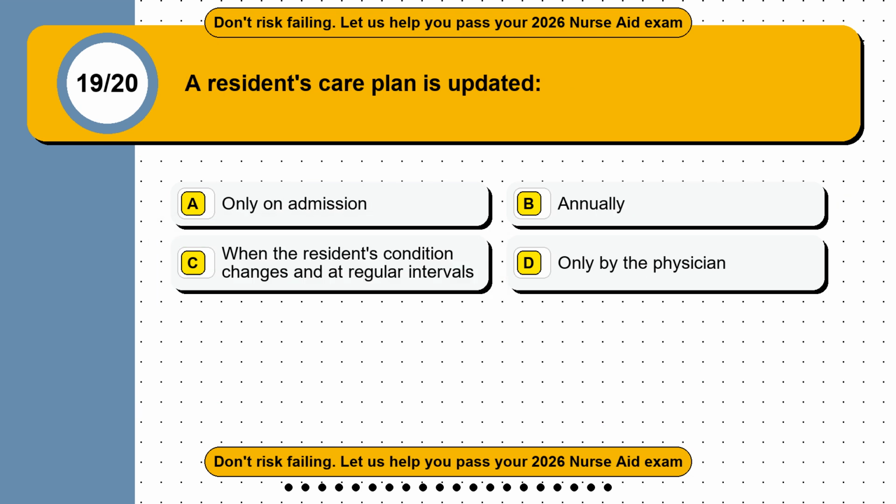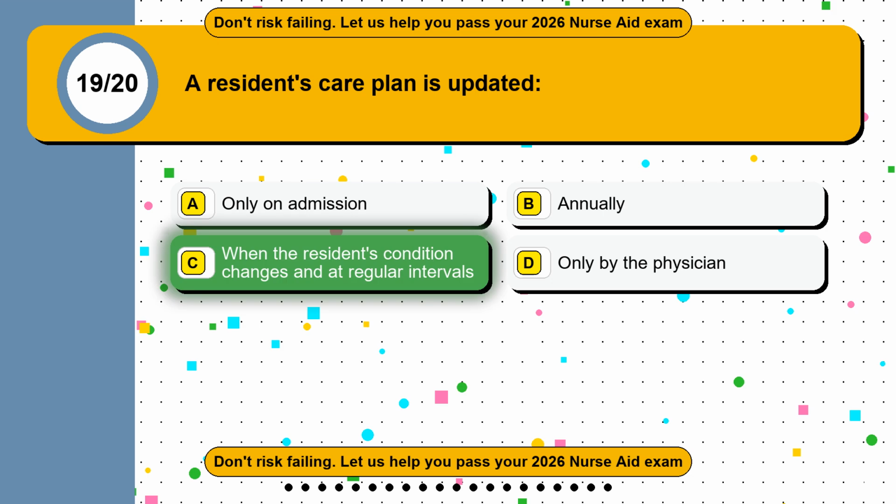Question 19. A resident's care plan is updated: Option A, only on admission. Option B, annually. Option C, when the resident's condition changes and at regular intervals. Option D, only by the physician. The correct answer is option C, when the resident's condition changes and at regular intervals.